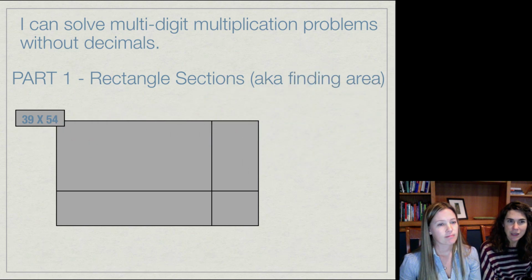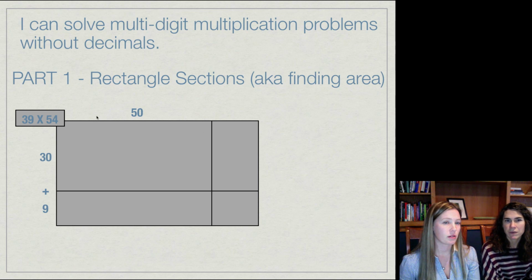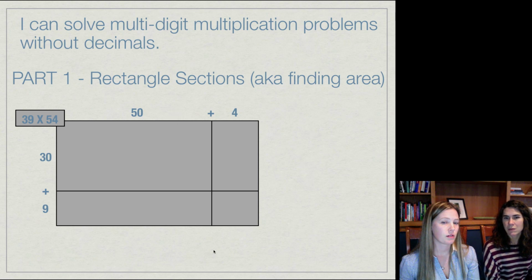So, let's see how you did. First of all, we're going to look over here and expand our numbers out. That's the first step. Looking here, we have 30 and 9 going along this way, and then we have our second number going across. So we have 50 plus 4. Then, once again, we just want to transfer those so we can see them on all of the sides here.